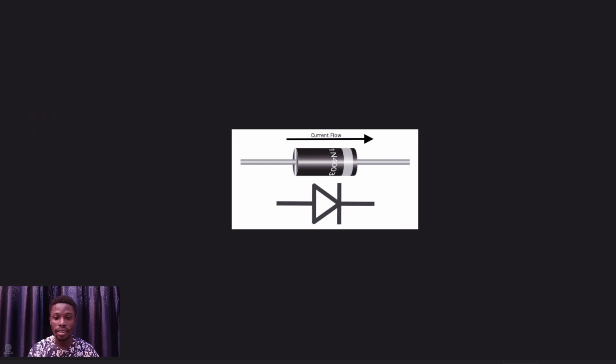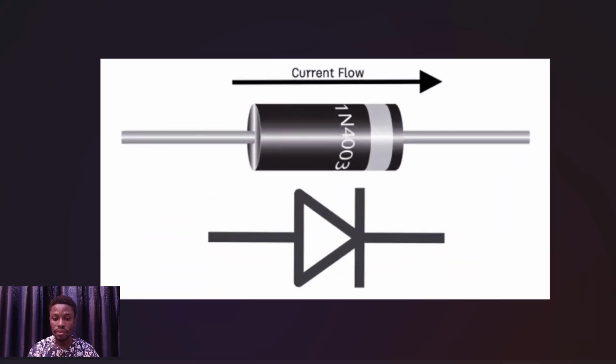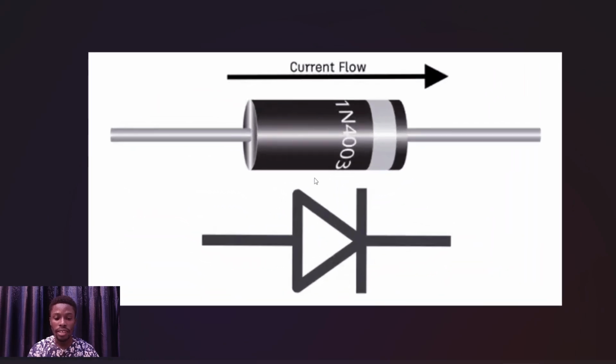Let's look. What is the symbol of a diode? What does it look like? So this is what a diode looks like. Let me make that picture bolder. So this is what a diode looks like, and you see this is the direction of current flow. In this direction it allows current to flow easily and therefore is called forward bias. And this is the symbol for a diode.